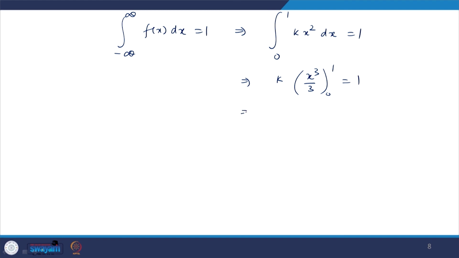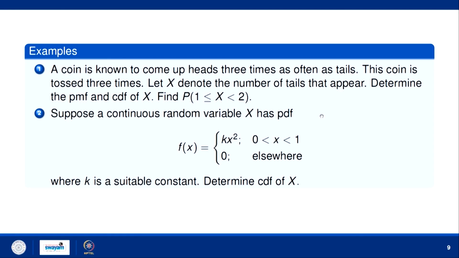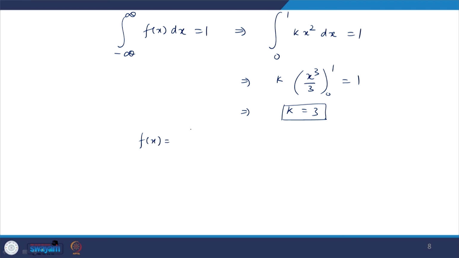The basic definition is that the integral should be 1. This implies the integral from 0 to 1 of k x square dx should be 1, which implies k into x cube upon 3 from 0 to 1 should be 1. So, it implies k is equal to 3. That means the value of k is 3. Now, if you want to find the CDF of this x, what is f x now? f x is 3 x square when x is between 0 and 1 and 0 otherwise.